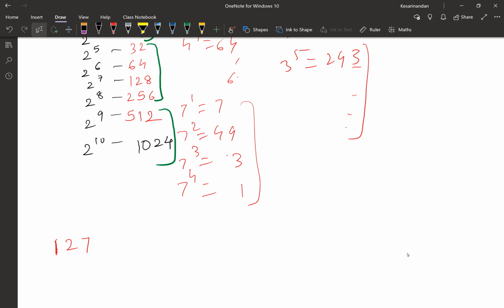The point is, let's say I'm giving you 127 raised to 25. Now I want the last digit of this number. And guys, DM me in the chat box privately. The last digit.